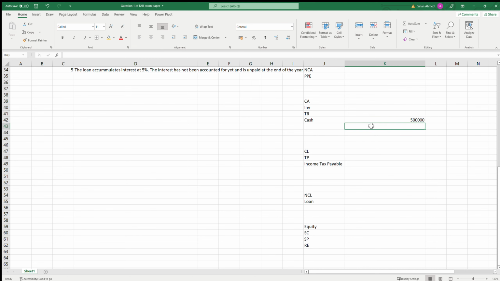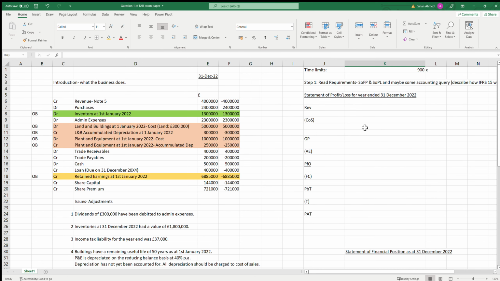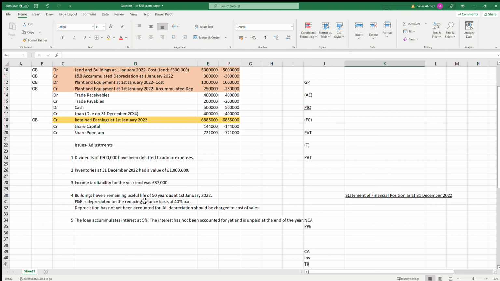Okay, fine. Now, there are some adjustments that are really easy to do. So what you're going to have is adjustments to deal with, and some of them are really easy to do and some of them are not. So I'm going to mark the ones that I think are easy to do. So let's have a look.